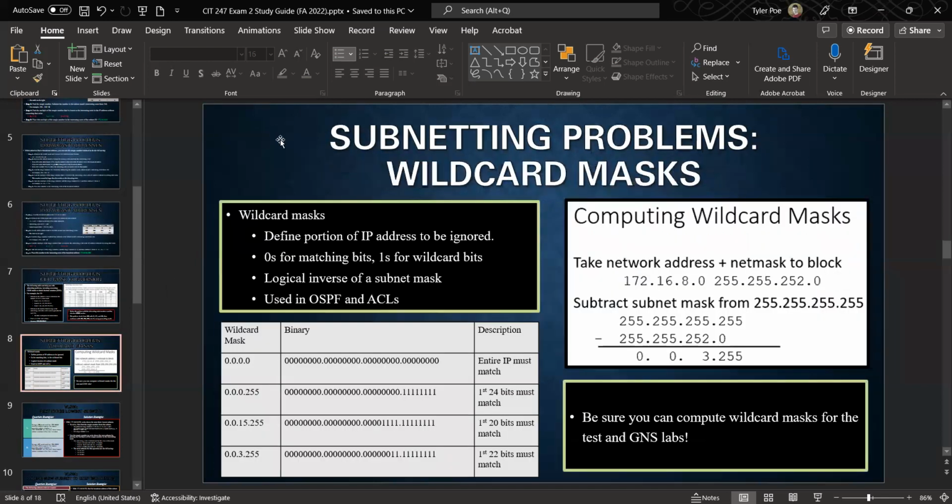Wildcard masks. I don't know if you're going to have any questions on it, but just in case, all you need to do to calculate a wildcard mask is take these.